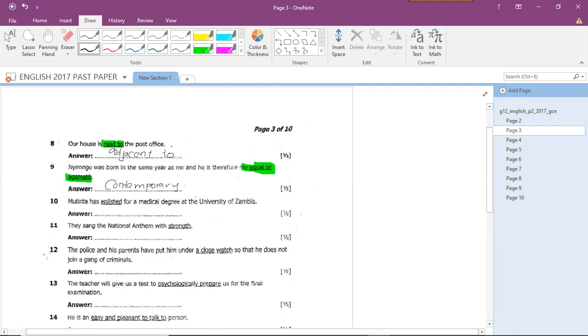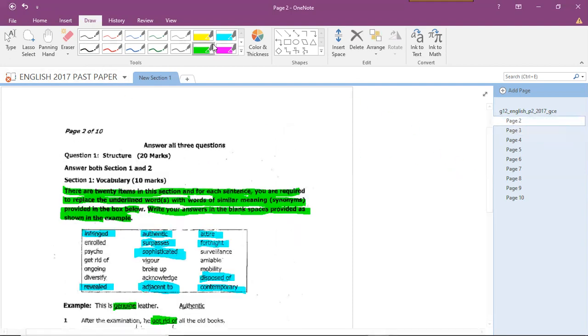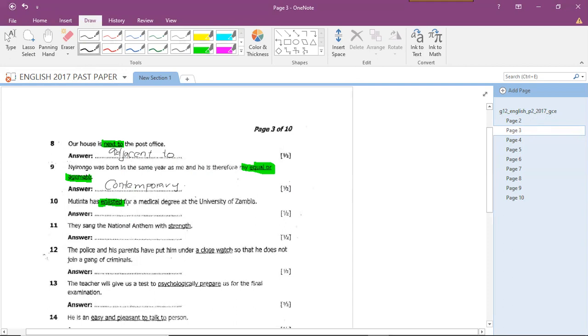So we go to question 10, says Mutinta has enlisted for a medical degree at the University of Zambia. It's not that easy. You first have to pass through a selection process under the School of Natural Sciences. Then you can be qualified to enlist in the School of Human Biology, then further enlist, which is the School of Medicine. So we're looking for a word that is synonymous with enlisted. We're looking for enrolled. So that's the one that's close to enlisted. So we'll put that as enrolled.